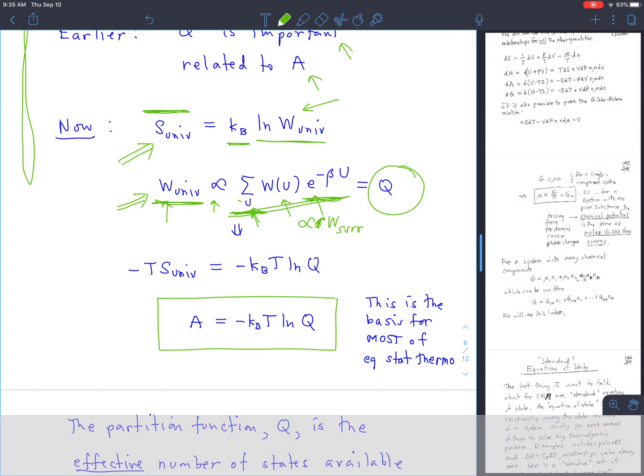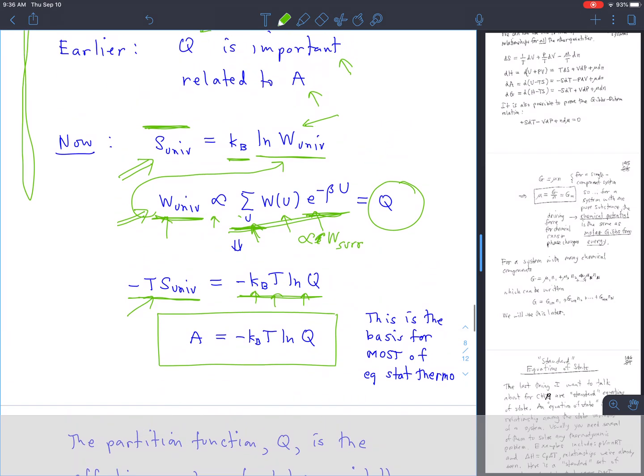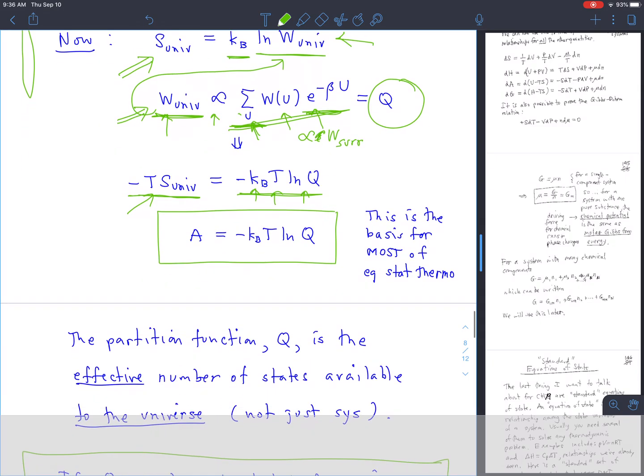We calculated partition functions for at least some simple cases last time. Fairly easy to calculate, at least in those simple cases. And that means we can substitute this up into here, except for an overall constant, which turns out is 1. And that means that minus T times the entropy of the universe is equal to minus k_B T times the logarithm of the partition function. That's just this up here again, a little bit rewritten. And this is the Helmholtz free energy from our definition above.